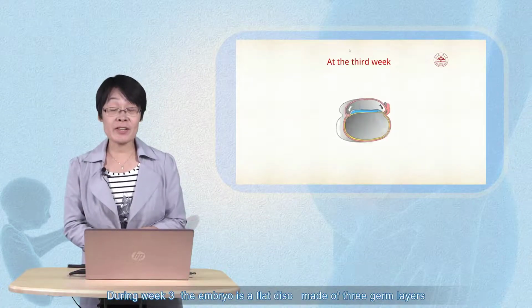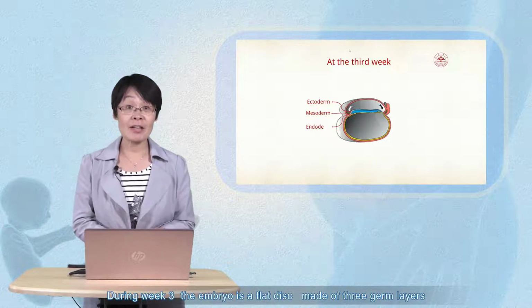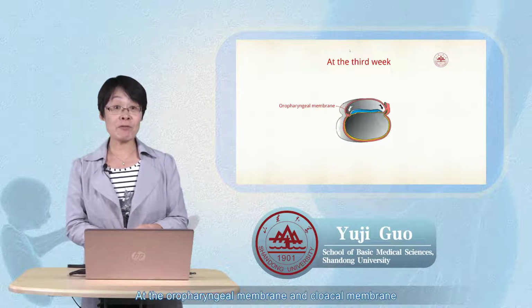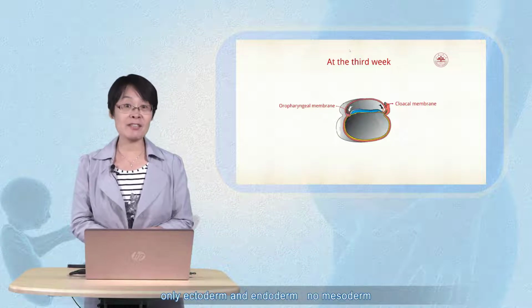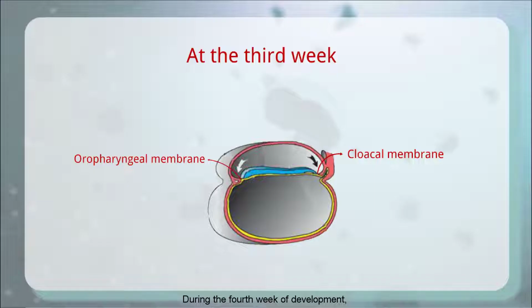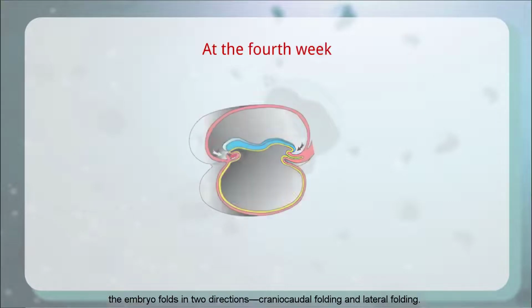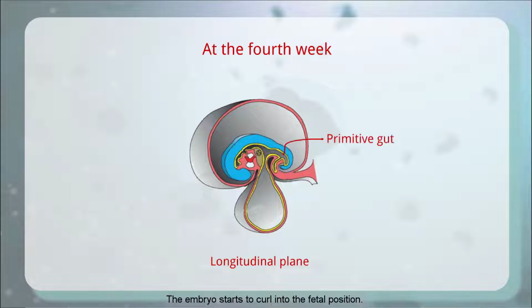During the third week, the embryo is a flat disc made of 3 germ layers: ectoderm, mesoderm, and endoderm. At the oropharyngeal membrane and cloacal membrane, there is only ectoderm and endoderm, no mesoderm. During the fourth week of development, the embryo folds in 2 directions: cranial-caudal folding and lateral folding. The embryo starts to curl into the fetal position.